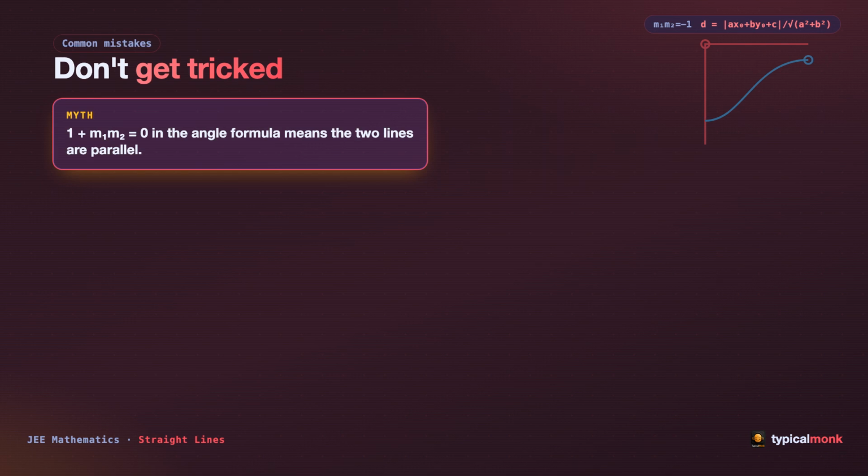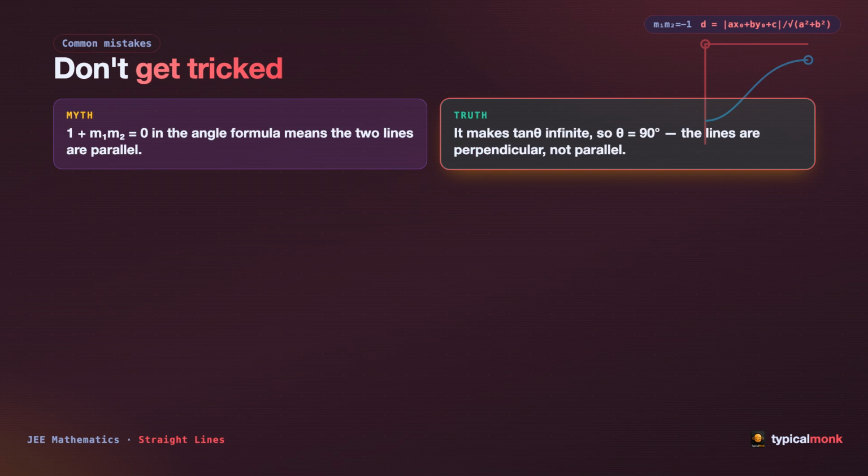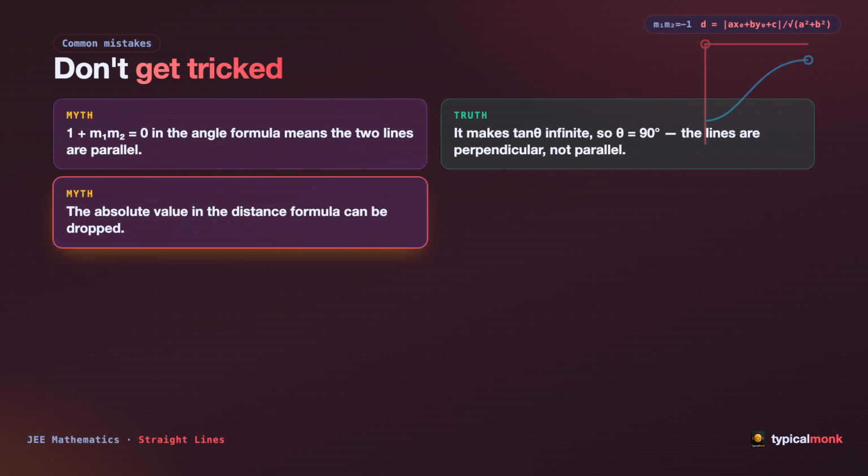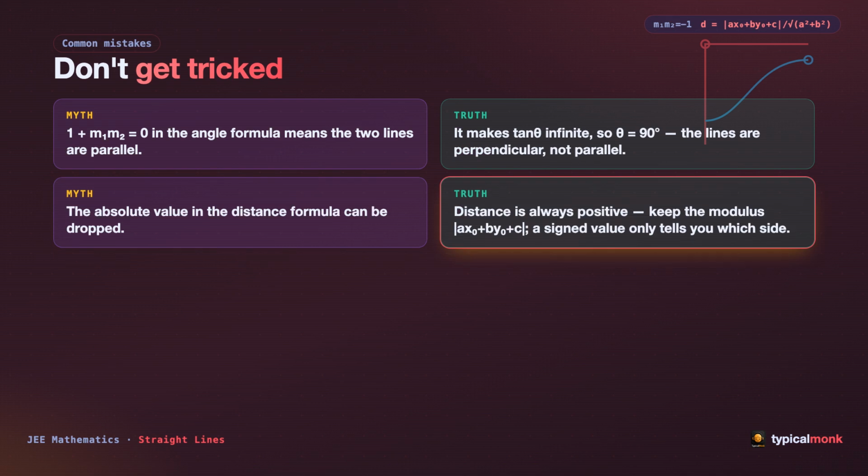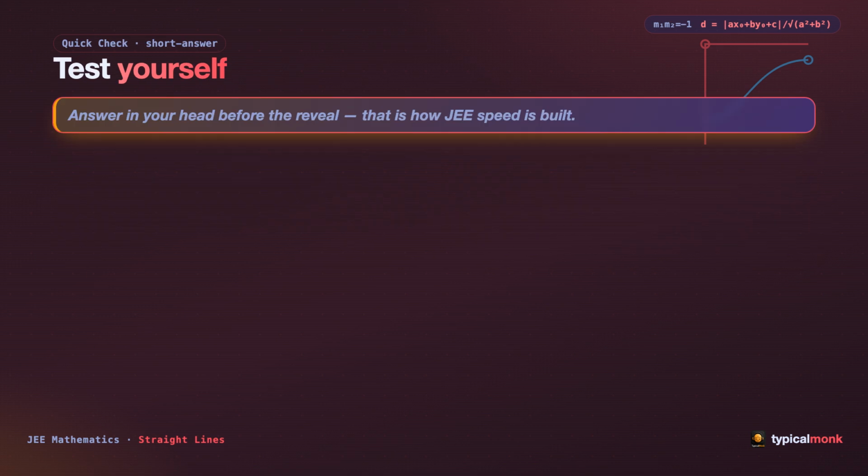Now the two mistakes that quietly cost marks. The myth: 1 + m1m2 = 0 in the angle formula means the two lines are parallel. The truth: it makes tan θ infinite, so θ is 90 degrees. The lines are perpendicular, not parallel. A 0 in that denominator is the signal for a right angle. The second myth: the absolute value in the distance formula can be dropped. The truth: distance is always positive, so keep the modulus. A signed value is not wrong in itself, but it only tells you which side of the line the point is on, not the distance.